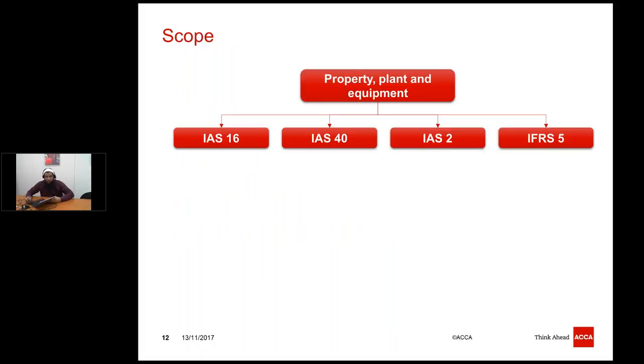So let's start with the scope. For property, plant, and equipment, we can classify these properties in 4 different accounting standards. This can be classified in IAS 16, IAS 40, IAS 2 inventory, and even IFRS 5. So there are 4 different accounting standards where property, plant, equipment can be classified depending on the use.